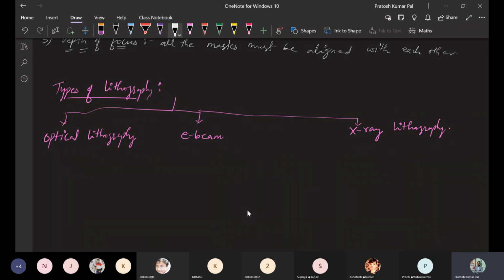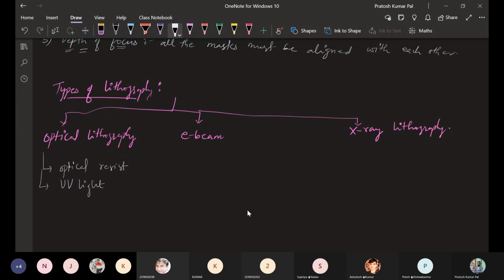So optical lithography is similar to photolithography. It is the same as photolithography. Basically, the optical resist will be used, and UV light will be used to remove the selected portion of the resist, because this is optical resist. That means this resist will be working with the help of light. So here the light used is UV light in the case of optical lithography.